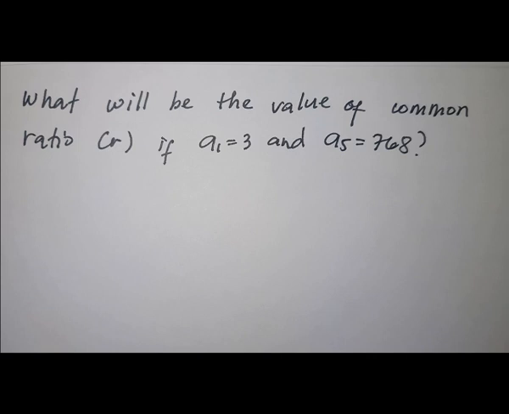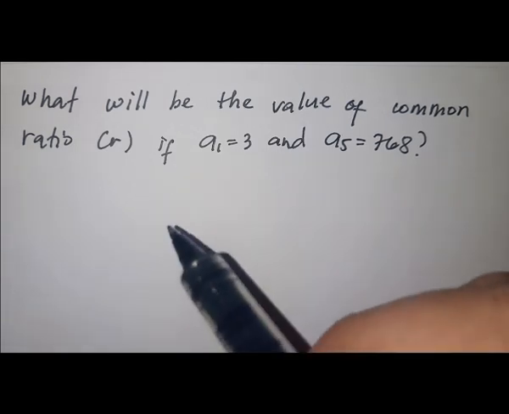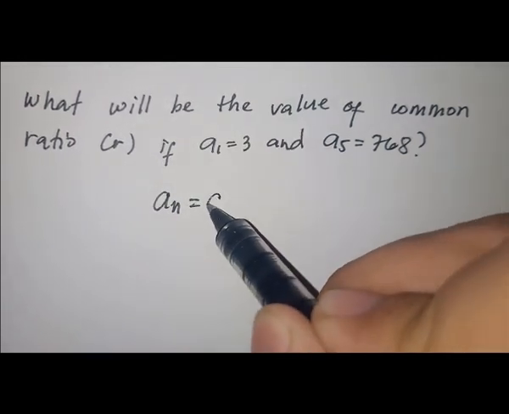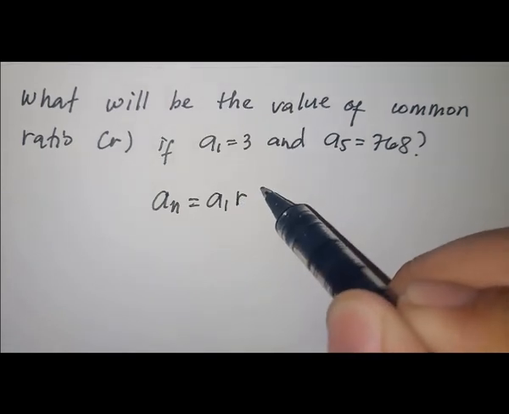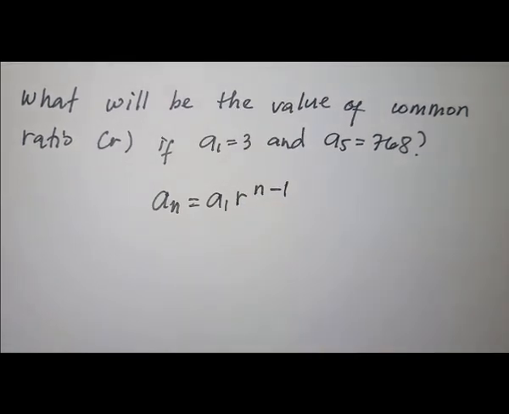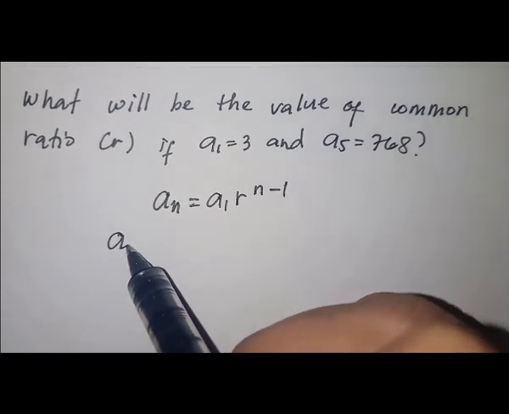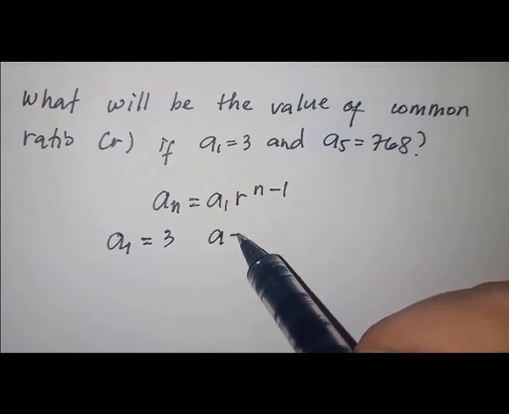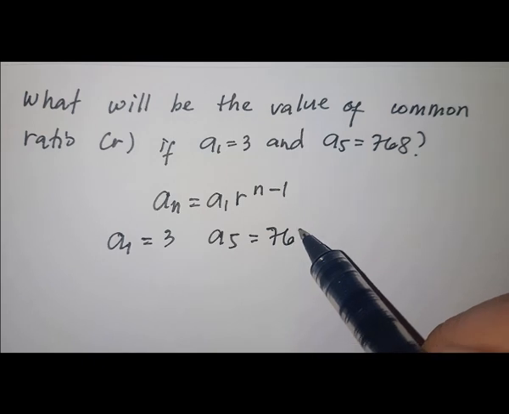Okay, paano naman tong problem na to? What will be the value of common ratio if a sub 1 is 3 and a sub 5 is 768? Okay, so the formula, we have a sub n is equal to a sub 1 times r raised to n minus 1. Yung a sub 1 daw natin from this given is 3, while a sub 5 is 768.